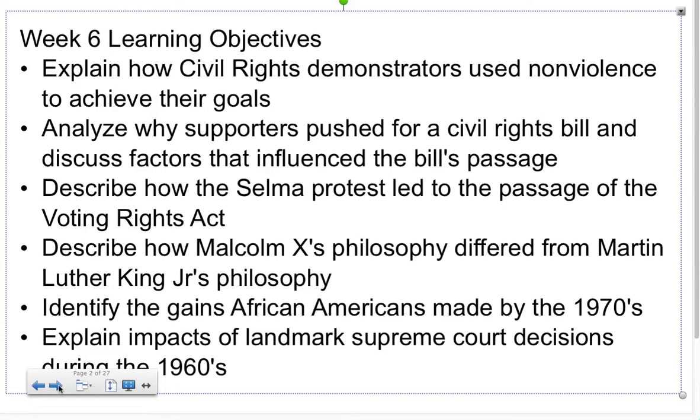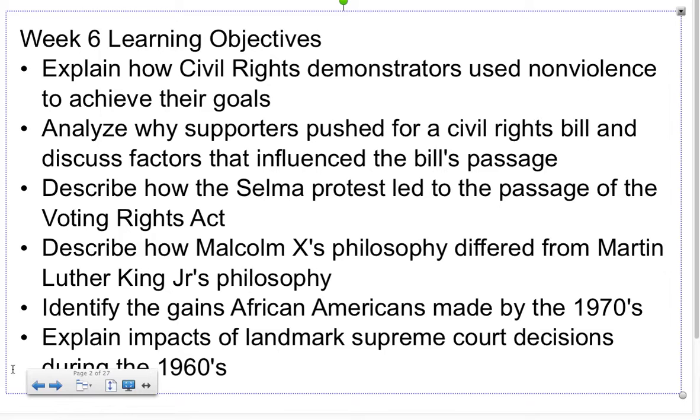First, we're going to take a look at civil rights demonstrations and their use of nonviolent methods. We'll analyze why supporters push for civil rights bills and discuss influential factors of those bills and their passage. We'll also take a look at the Selma protest and how it led to the Voting Rights Act of 1965.